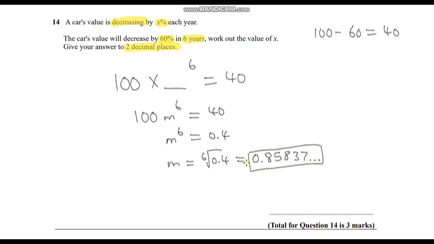Now be careful, this is not the percentage decrease. This is our multiplier. To work out our percentage decrease, we just need to take this away from 1, or 100%. If you think about what this is as a percentage, this is 85.837...%. So we're taking 85% of the original value. So how much is it being decreased each year? Well, we just do 100% take away 85.837%. So let's put that into the calculator.